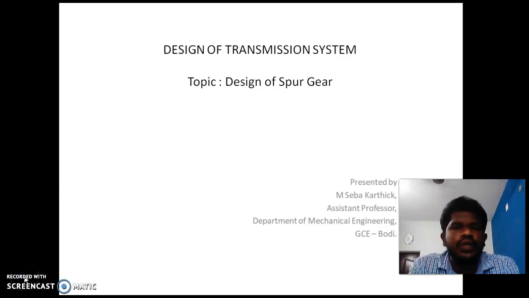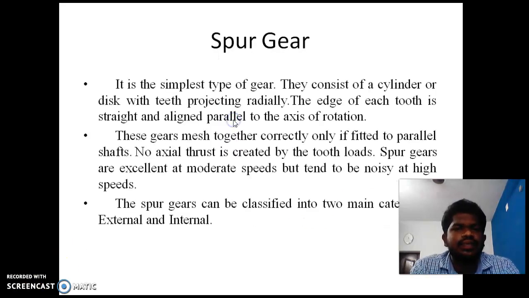Today we are going to discuss the topic design of spur gear. The term gear means tooth repeat. It is used for power transmission, to transfer the power from one shaft to another shaft. Spur gear is the simplest form of gear.